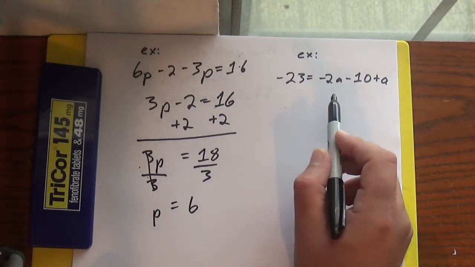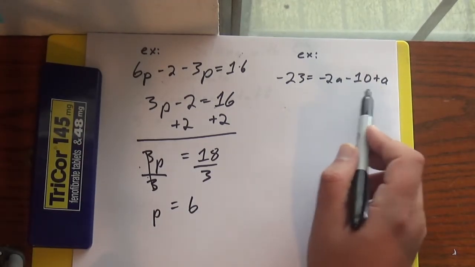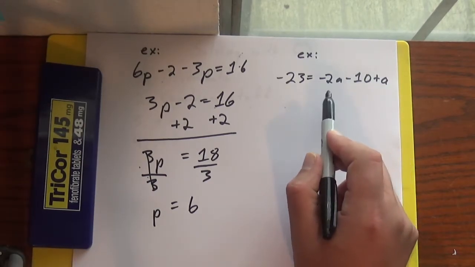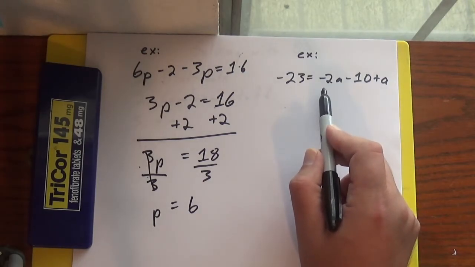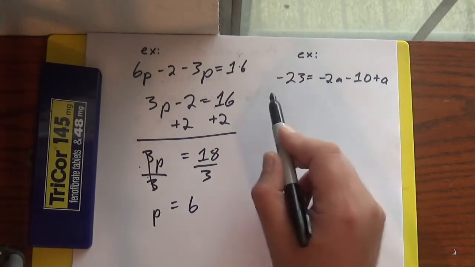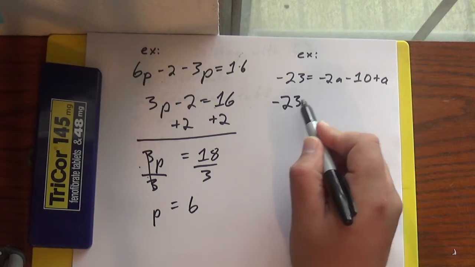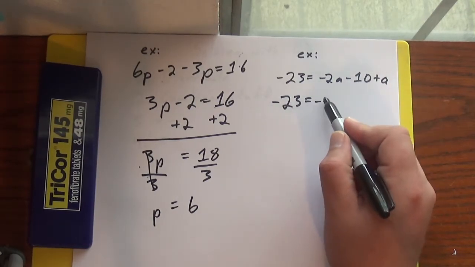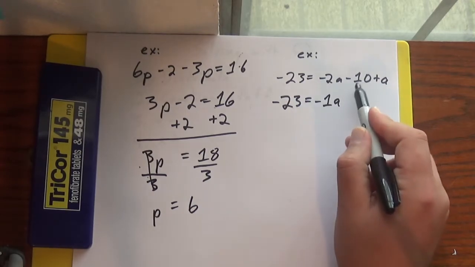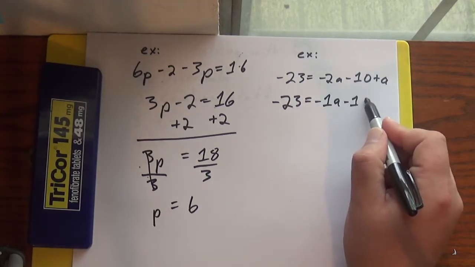Now for this one, I've got a's on the same side. So I've got negative 2a and positive 1a. Negative 2 and 1. So my negative 23 comes down. Negative 2 plus 1 is negative 1a. And my minus 10 comes down.